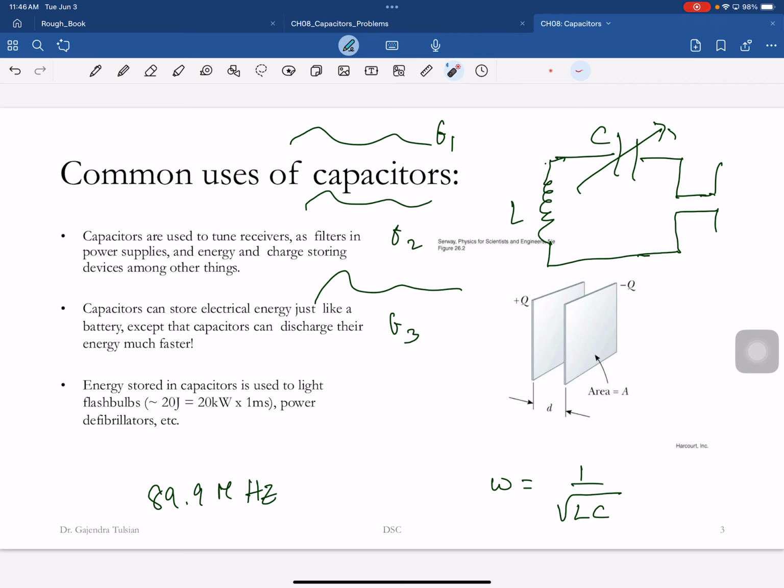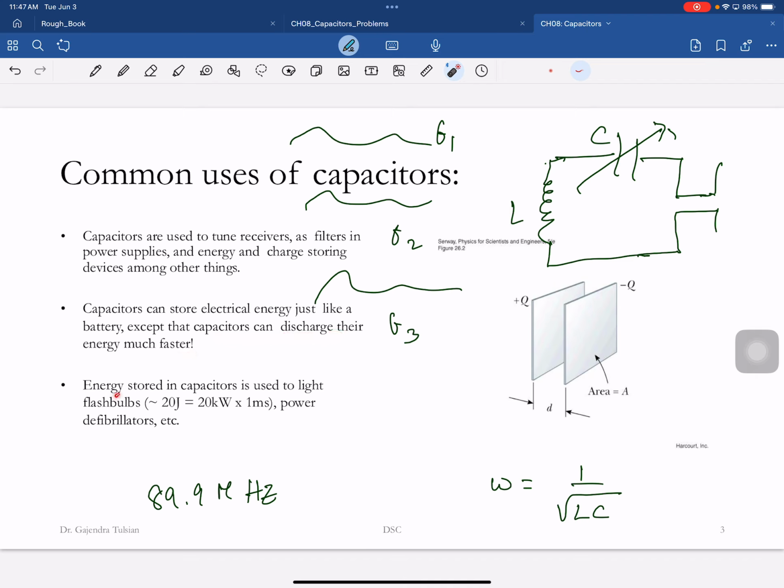Okay? So capacitors store electrical energy just like batteries. How fast does your battery release the energy? Slowly. The fastest you can do is a couple of hours or so. And you can release the energy stored in a capacitor extremely fast. So capacitors can discharge the energy much faster.